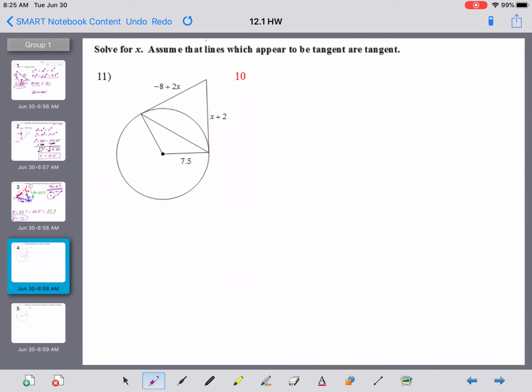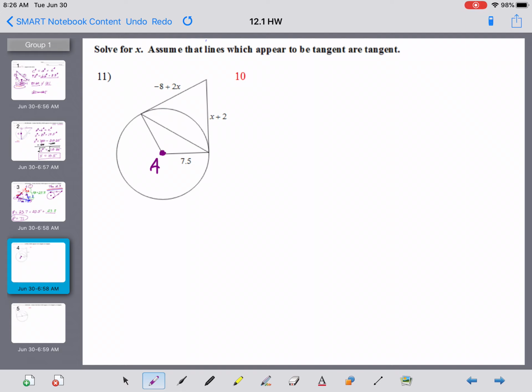11, these problems were a little bit weird because, and worksheets don't do this very often, but they did here. They gave you a little bit of extra information. Let's see what's going on. Directions say to solve for x and assume that lines which appear to be tangent are tangent. So as it looks here, we are allowed to assume that this point here, I'll call this point A, is the center of your circle.